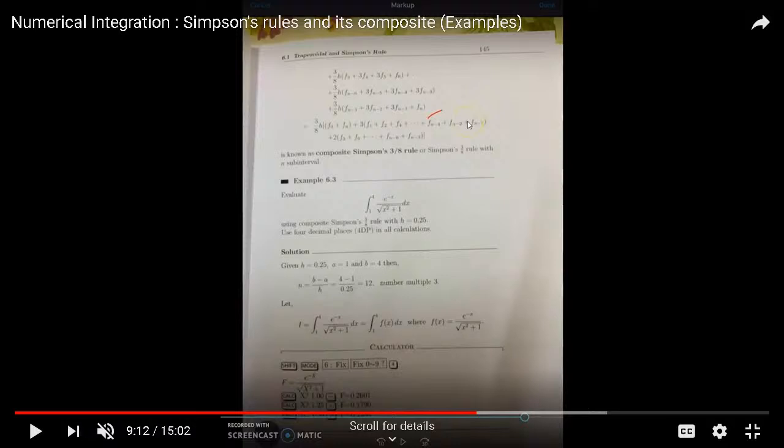All right, so in this case, you need to know what n is. N is b minus a divided by h. 4 minus 1 divided by 0.25 is 12. Meaning that in your mind, you have 12 elements, from x0 up to x12.